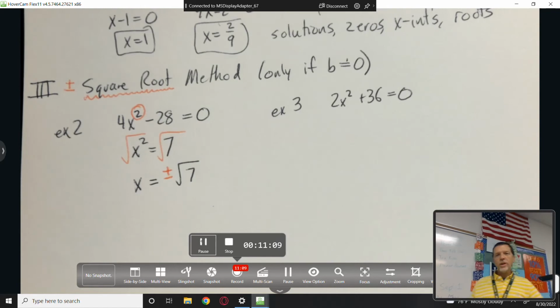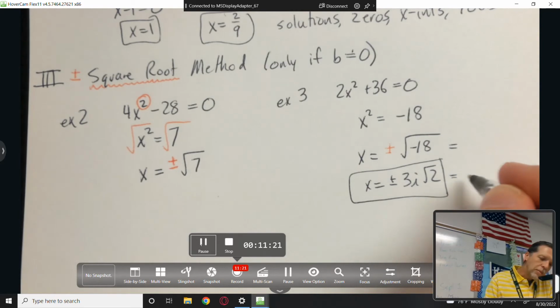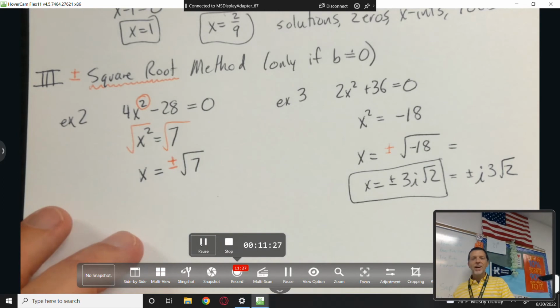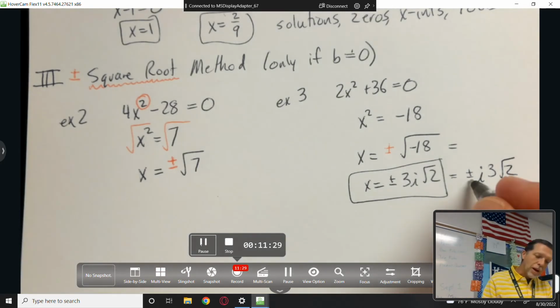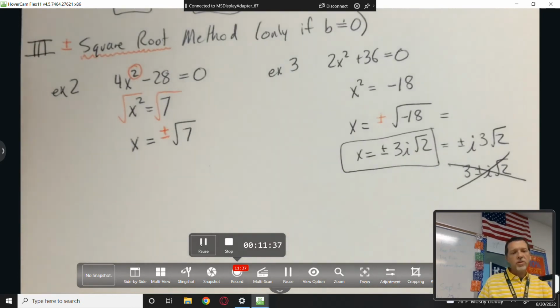2x squared plus 36 equals 0. Why don't you try that one? Something a little bit different happens on that one, but something that I think you can handle. Now, it looks funny if you do this, i times 3 root 2, but that's okay. What is not okay is if you put that plus or minus in the middle somewhere, like 3 plus or minus i root 2. That's different. That is not the same thing. So make sure the plus or minus is out front.